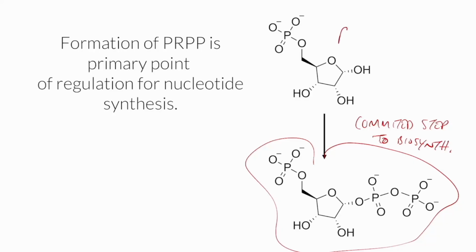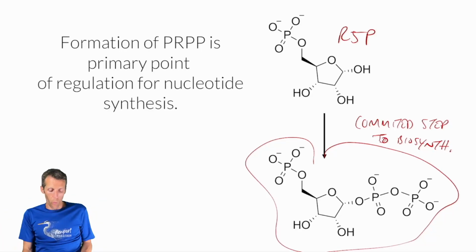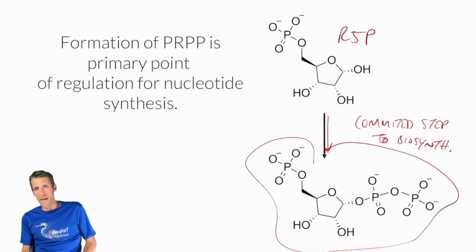R5P here, I don't know if you remember this or you've seen the pentose phosphate pathway before. This molecule is part of the pentose phosphate pathway. It's a dynamic network. It can flip around. It can go to all kinds of different metabolic fates. But once you're like, nope, I'm going to invest in ATP and make a PRPP, now you're on your way to nucleotide synthesis.